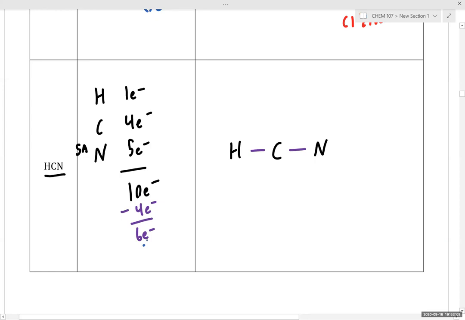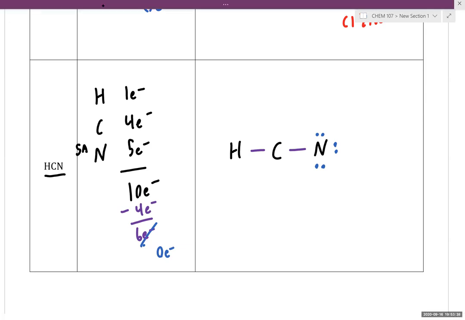What atom has an incomplete octet? Carbon and nitrogen. Exactly right. And which atom do we place our lone pairs on first? Which atom is more electronegative or on the outside? Nitrogen. Yep. So we're going to take our 6 electrons and put them on nitrogen. We have 0 electrons remaining.